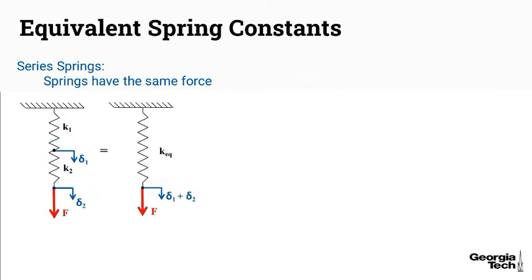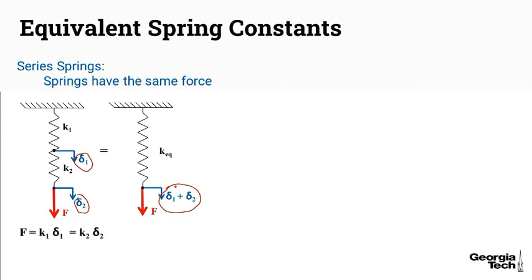So again, we want to turn that into an equivalent spring constant. And so we're just going to go with one spring now rather than two different springs attached together. And we're assuming that K1 and K2 could be different. Now, spring 1 is going to displace delta 1. And spring 2 is going to displace delta 2. So the entire displacement of the equivalent spring is going to be delta 1 plus delta 2.